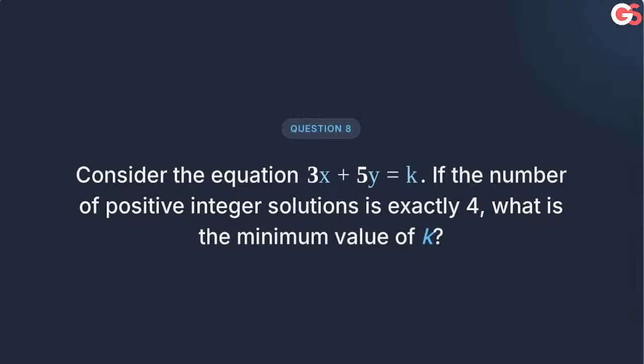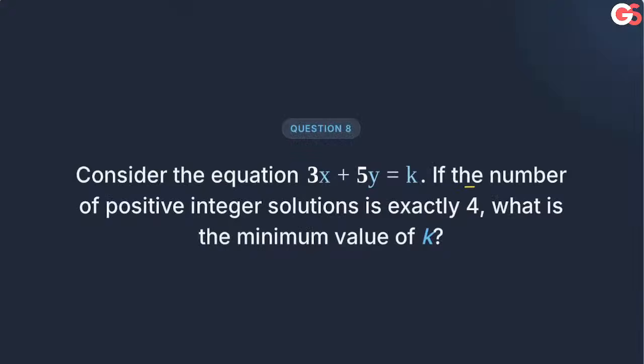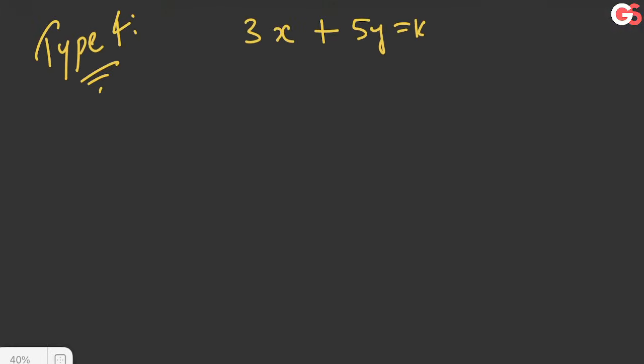Fourth type of question. See, now you know what all types are there. Type 4. The question was 3x plus 5y is equal to k. Okay. If the number of positive integer solutions is exactly 4, what is the minimum value of k? Positive is exactly 4.